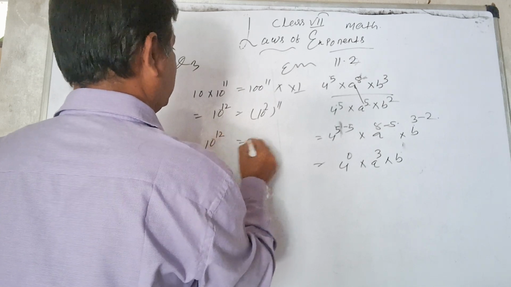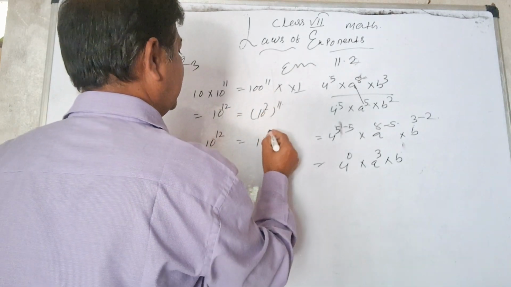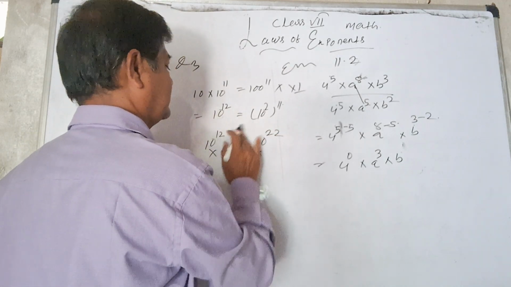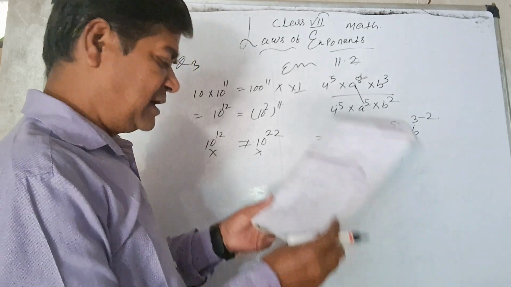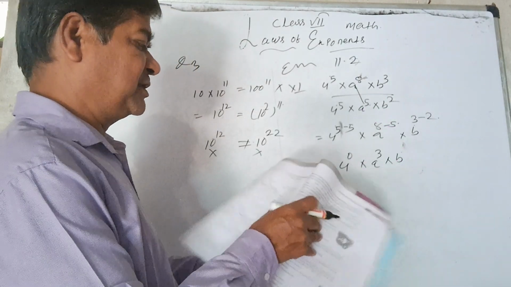10 to the power 12 equal to 10 to the power 22. 12 and 22 are not equal, that means it is not equal. In this way you will be able to do your question number 3.